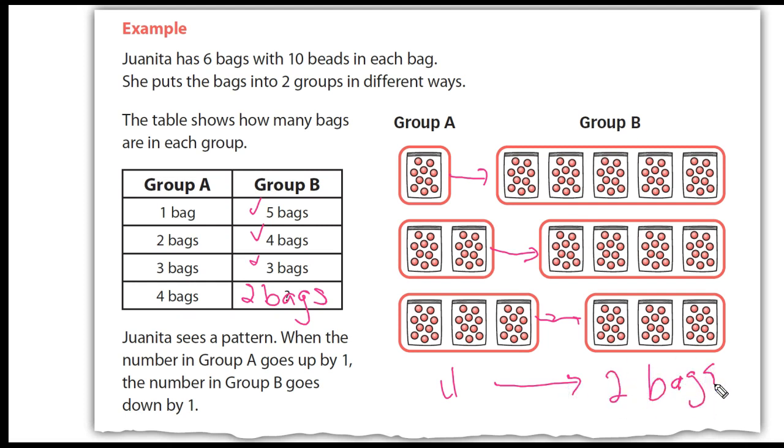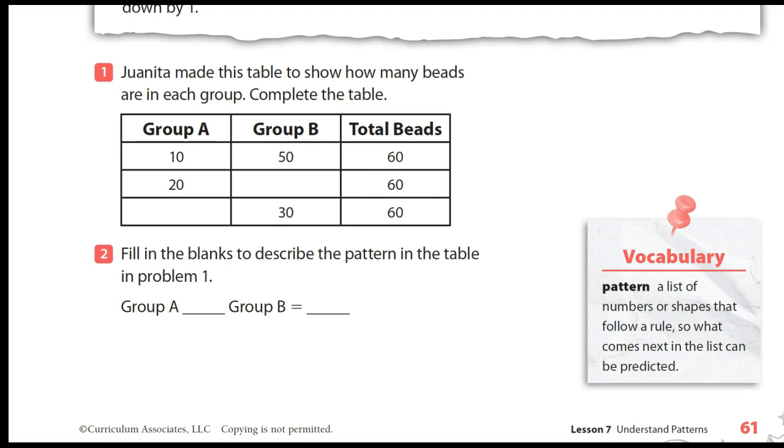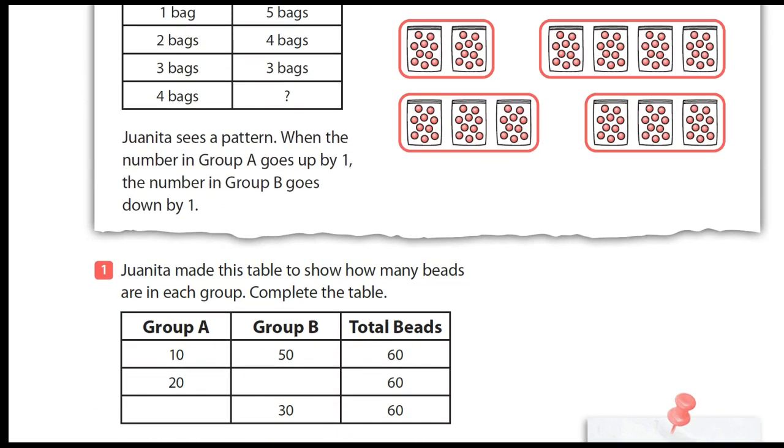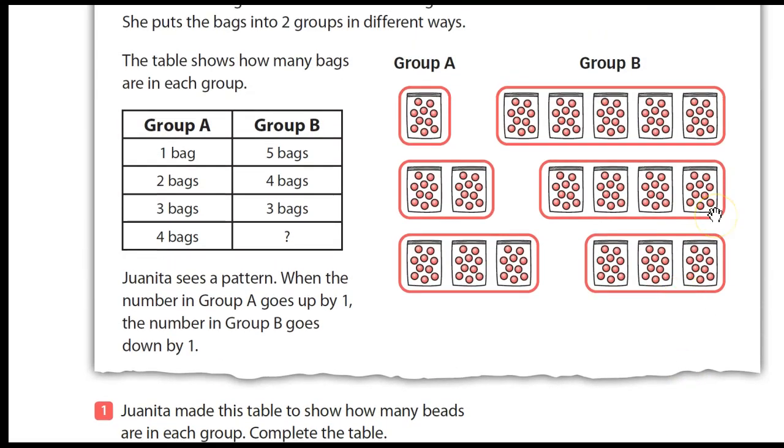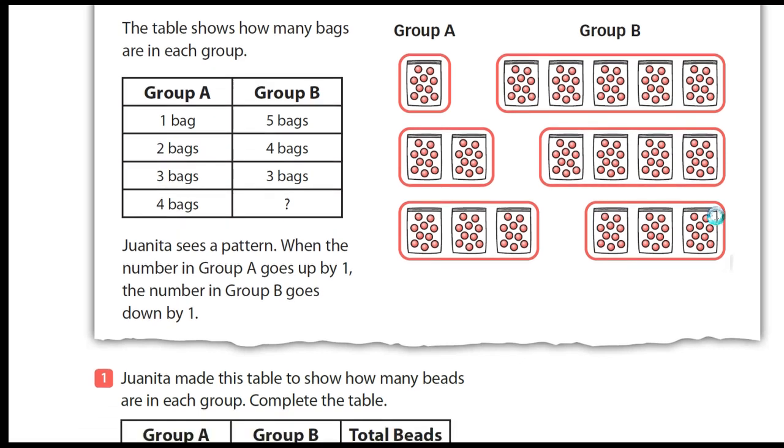So then if I keep going on group A, and in group A I had 5 bags, how many bags would I have in group B? If I continue the pattern, 1, 2, 3, 4, 5, and then I have 5, 4, 3, 2, 1. So since Juanita made this table to show how many beads are in each bag, okay? If you look at the first group, group A, she had 10, 20, and 30, right? And then she went from 50 to 40 to 30. That was her pattern.